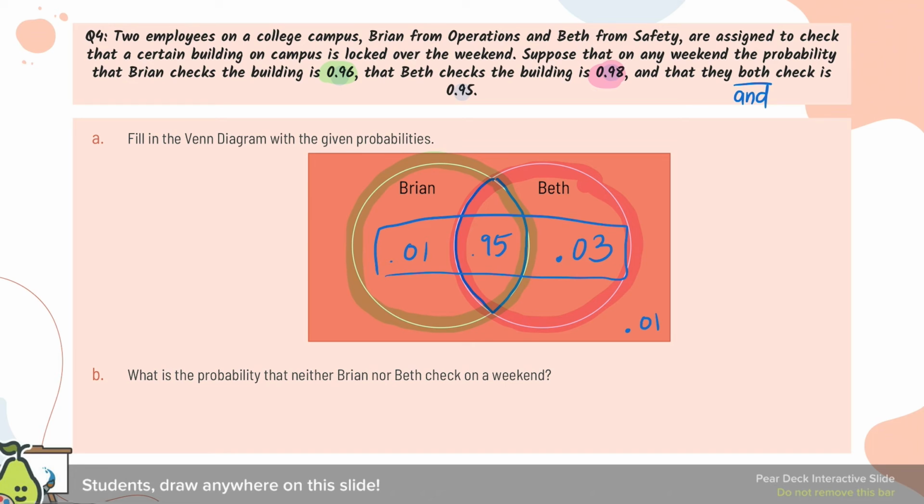So what is the probability that neither Brian nor Beth checks on the weekend? So I'm going to write that out. So the probability of not Brian or not Beth, and this is just me abbreviating, which is 0.01. So that's just that.